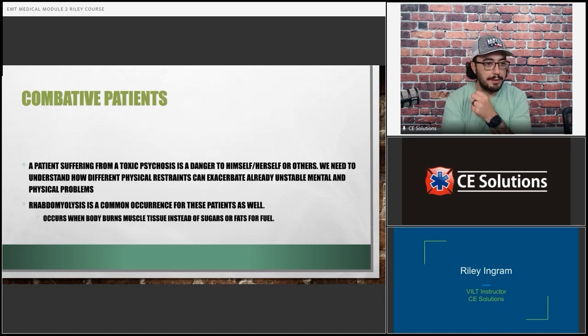And then rhabdomyolysis. Rhabdomyolysis is a common occurrence. We just call it rhabdo typically, for these patients as well. Just like your elderly patient that fell at 6 p.m. last night and it's 3 p.m. the next day, they've been on the ground the whole time. They probably have rhabdo.